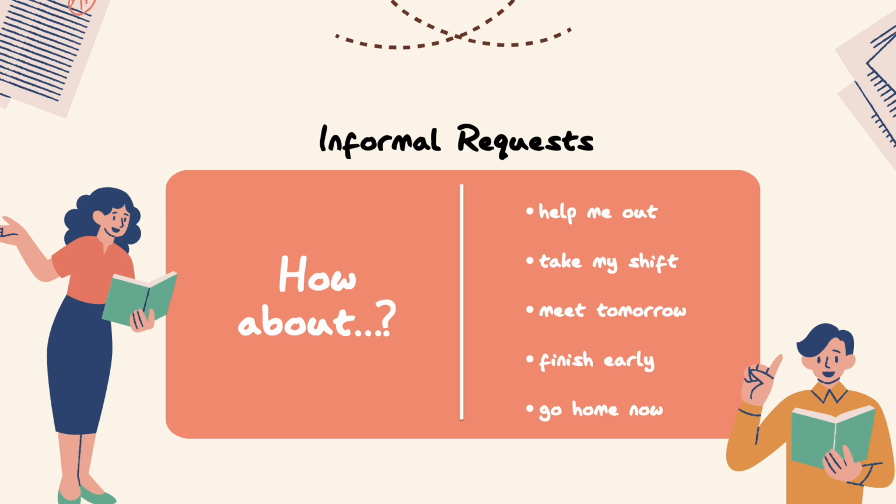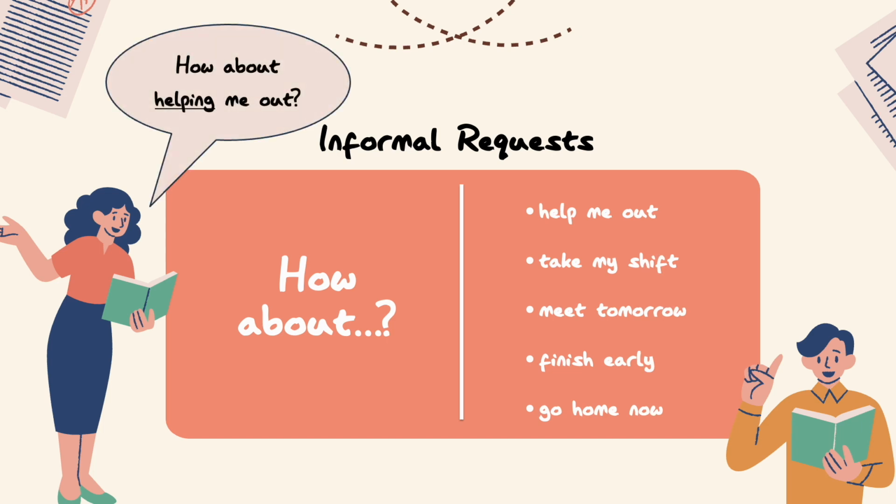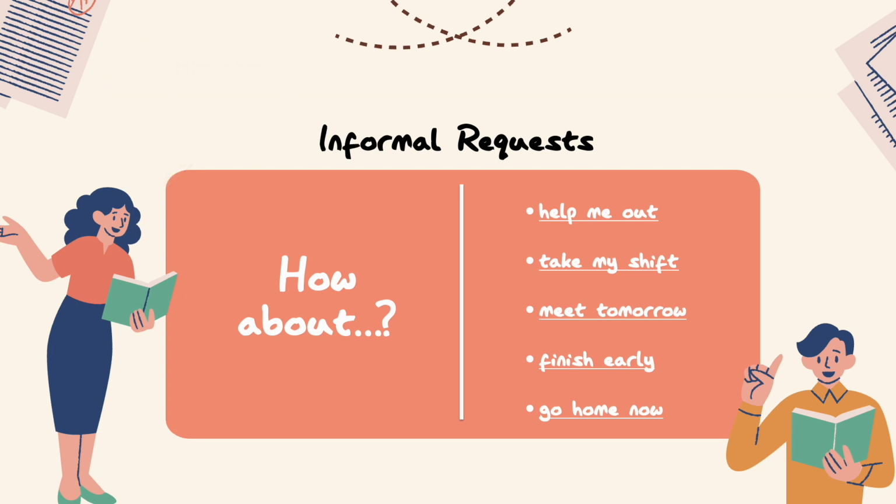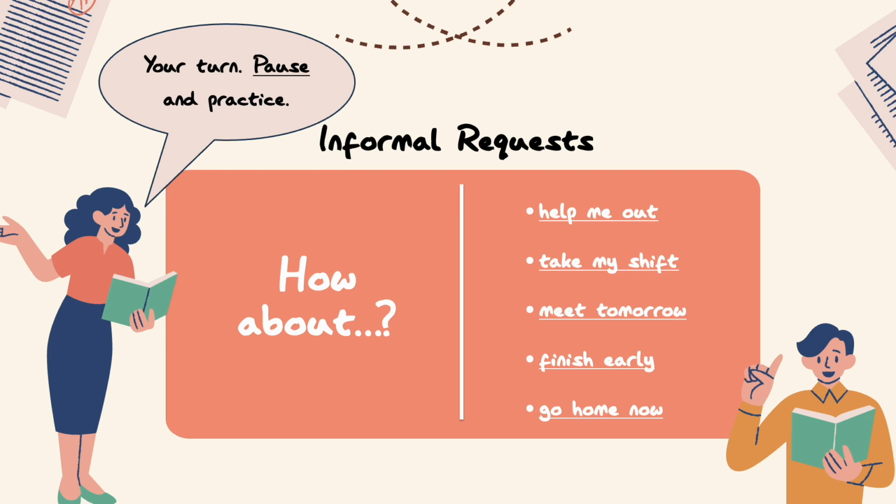This next informal request, "how about," is followed by the gerund, so the ing form of the verb. Listen and repeat. How about helping me out? How about taking my shift? How about meeting tomorrow? How about finishing early? How about going home? Your turn. Pause and practice.